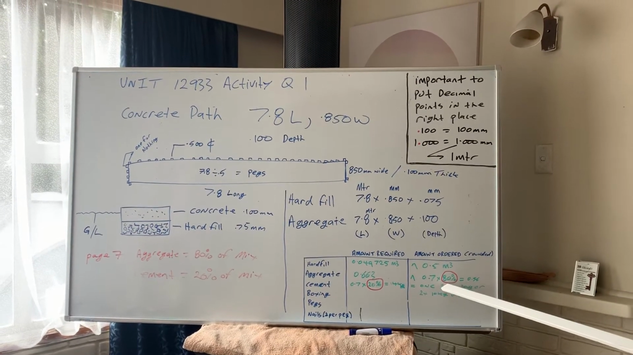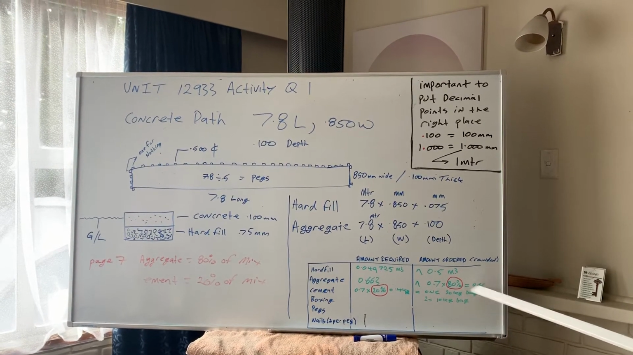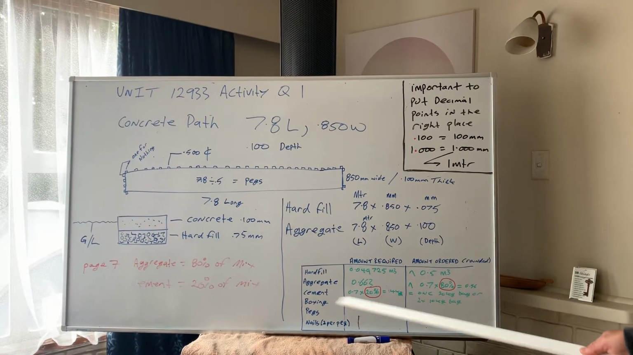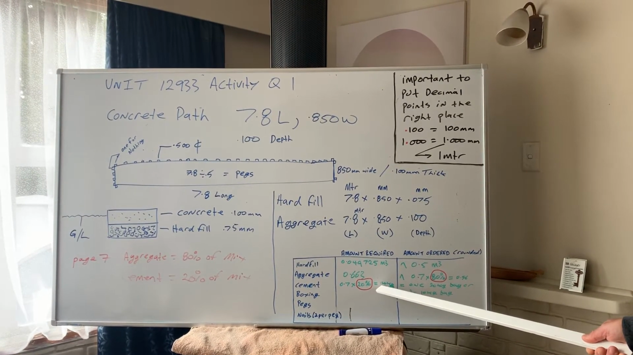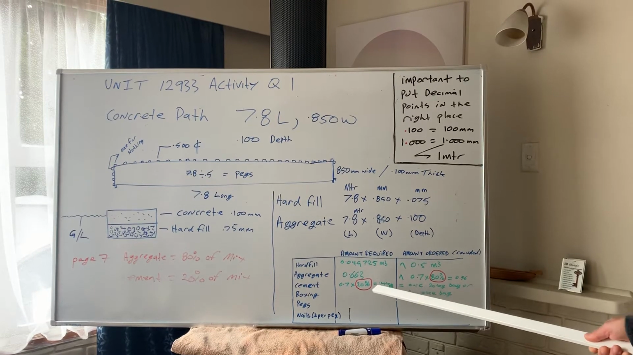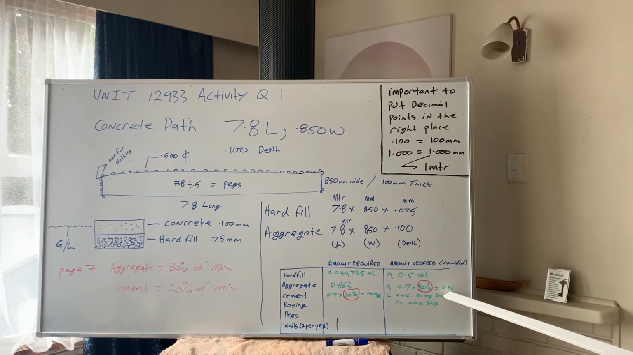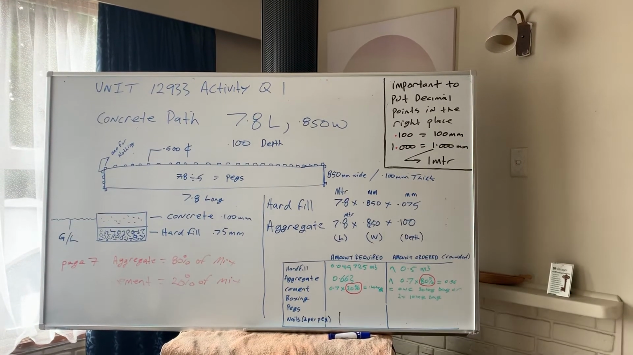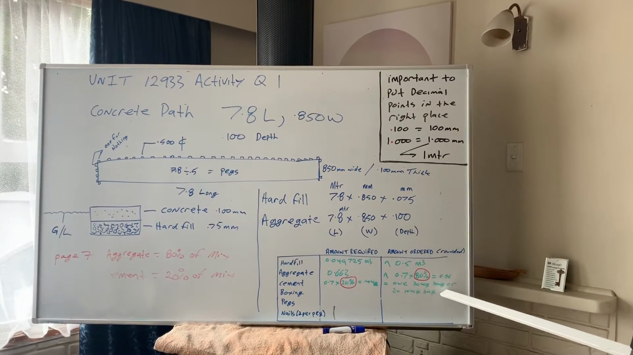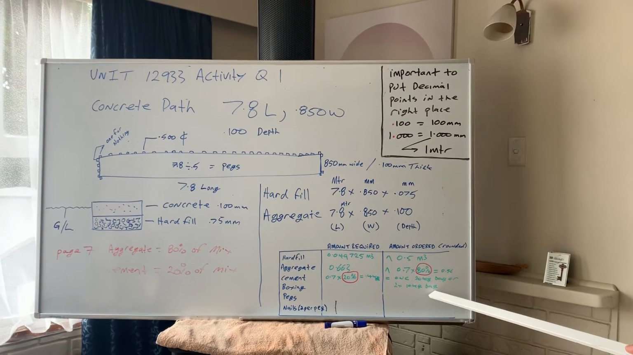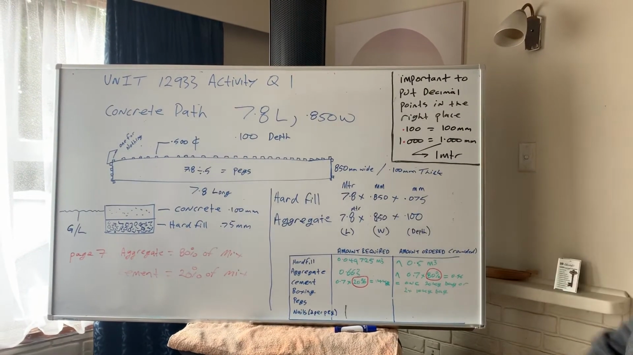Aggregate is 80% of your concrete. 0.7 times 80% equals 0.56. Cement is 20%. 0.7 times 20% equals 0.14. So if you add the 0.14 and the 0.56 together, it actually comes out at 0.7. That equates to 14 kilograms, which is one 20 kilo bag of cement or 2 times 10 kilogram bags of cement. So that's what you're going to need to lay your concrete on your footpath.